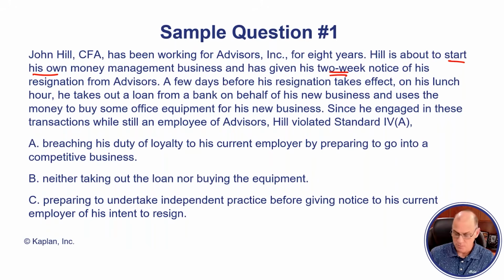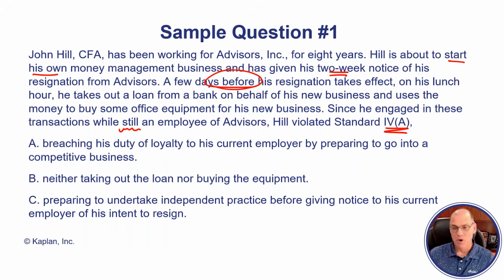A few days before his resignation takes effect, on his lunch hour, he takes out a loan from a bank on behalf of his new business and uses the money to buy some new office equipment for his business. Since he engaged in these transactions while still an employee of Advisors, Hill violated Standard 4A. Now, I did put the numbering in here, but you'll see in the answers it's pretty straightforward, by doing any one of these.